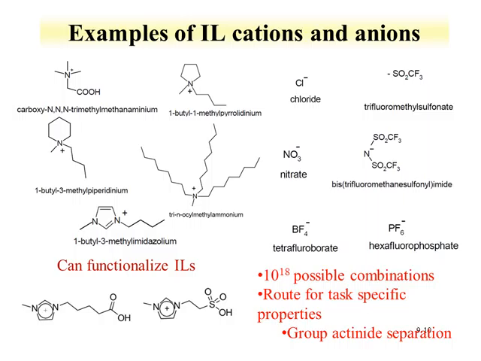From the literature, one can see that there are 10 to the 18th possible ionic liquid combinations. It's an extremely large number, and opens up the possibilities of task-specific ionic liquids, including group actinide separations.